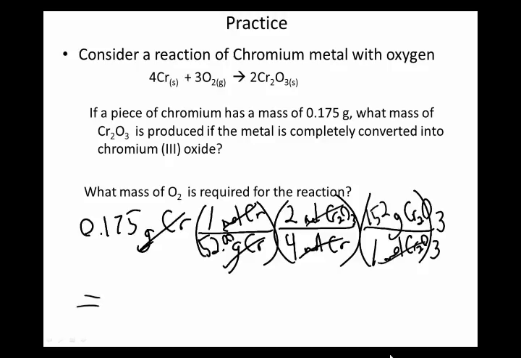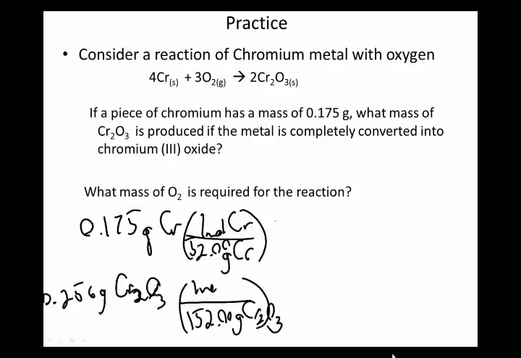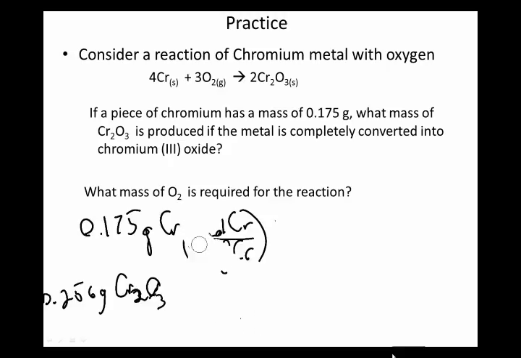So I had it paused, and I have no idea how long it's been paused. So I will say this and pick up where I was. The mass of chromium that we're starting with is 0.175 grams of chromium, and the chromium 3 oxide is 0.256 grams of chromium 3 oxide. So that's the answer we get.